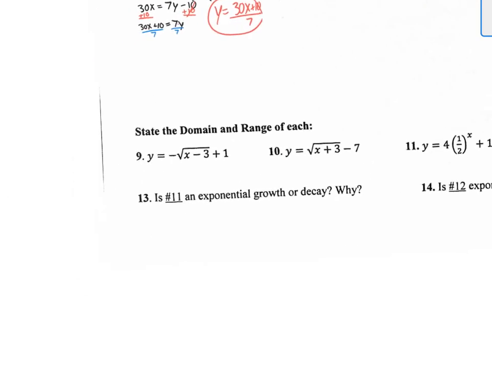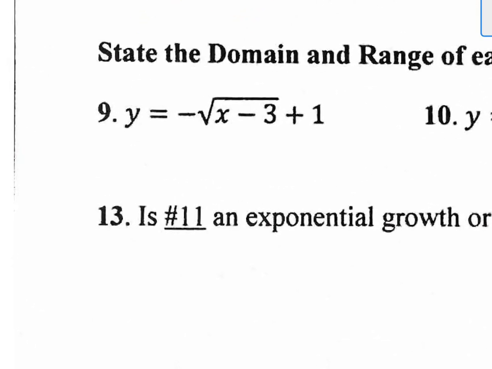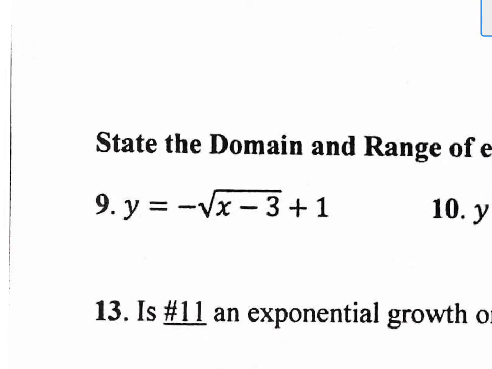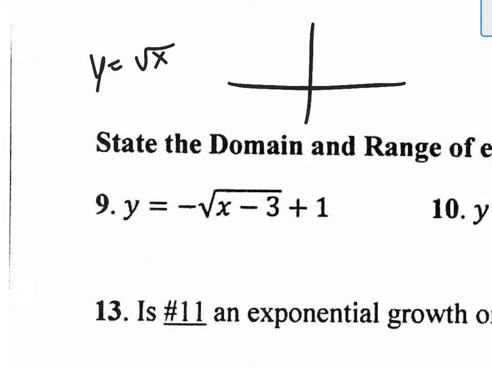Moving on to number 9. State the domain and range of each. Well, in order to understand domain and range, we need to go back and remember what a square root function looks like. And I hope we remember that the parent graph of a square root function, y equals the square root of x, that one has no h or k value. But what does it look like? I hope we remember that it looks like this, going in that direction.